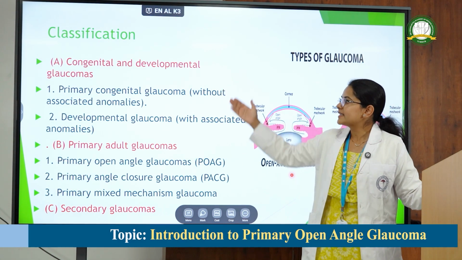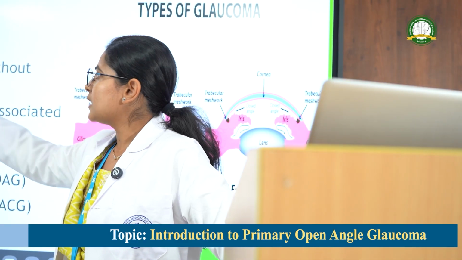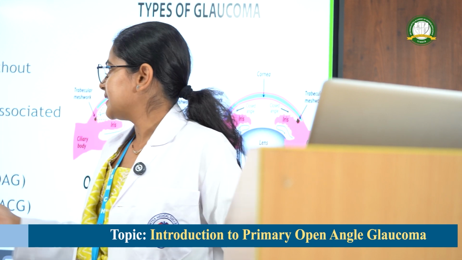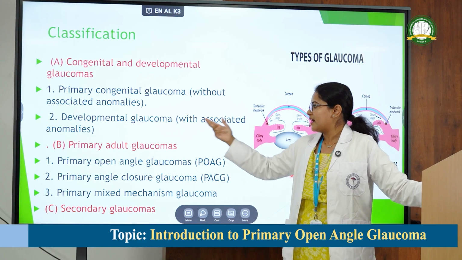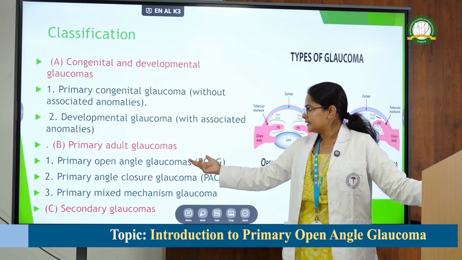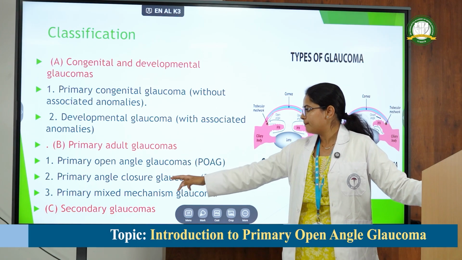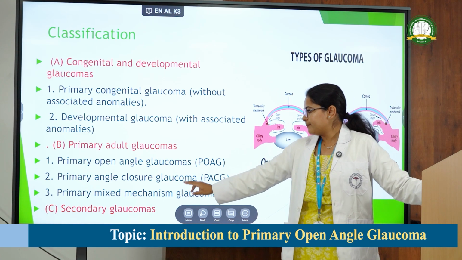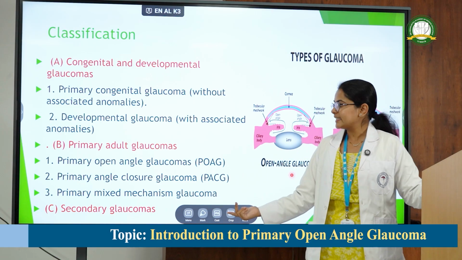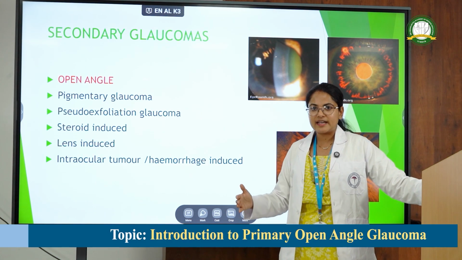Now coming to the classification of glaucoma. Primary congenital glaucoma without associated anomalies, for example trabeculodysgenesis. Developmental glaucoma with associated abnormalities, such as aniridia. Primary adult glaucomas include primary open angle glaucoma, primary angle closure glaucoma, and primary mixed mechanism glaucoma. In primary mixed mechanism glaucoma, we have both open angle and closed angle. Coming to the secondary glaucomas, again we have open angle glaucomas and closed angle glaucomas.